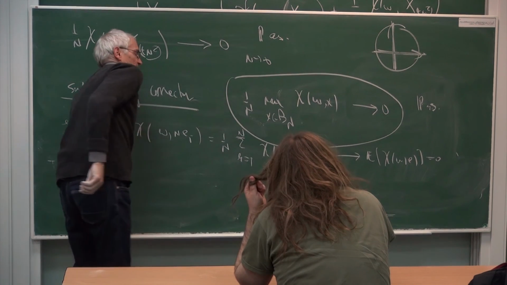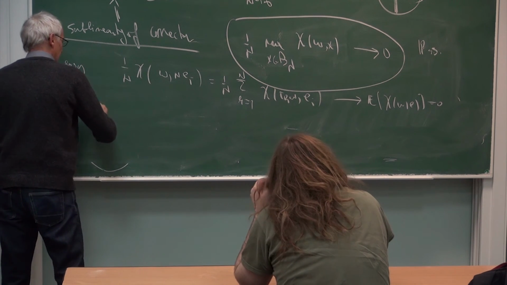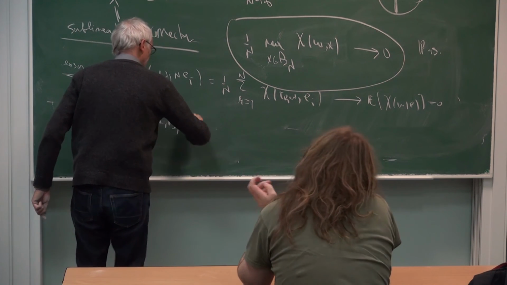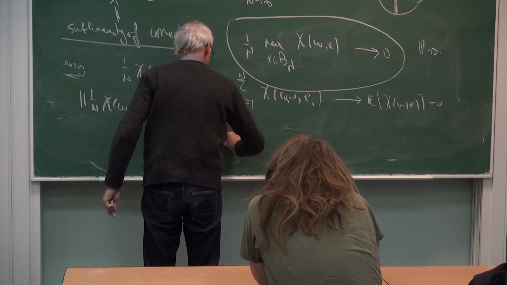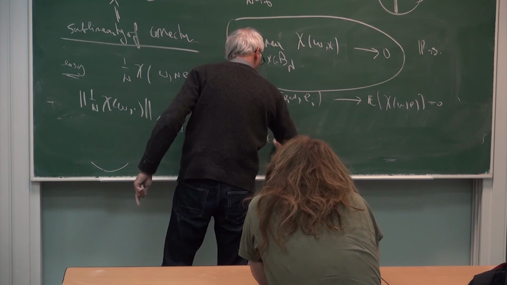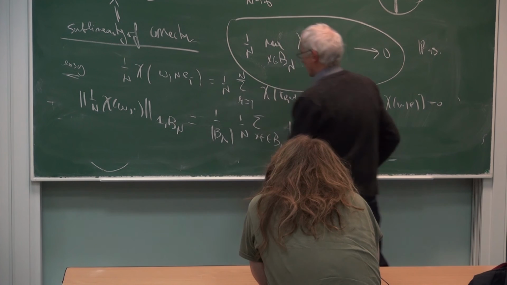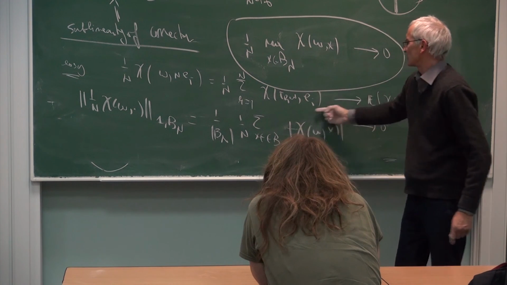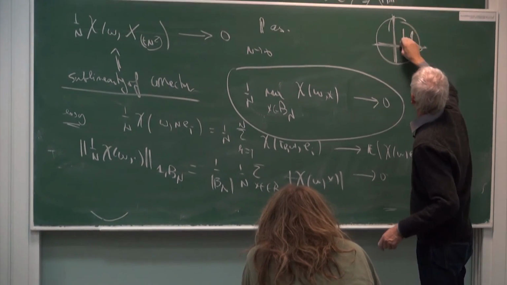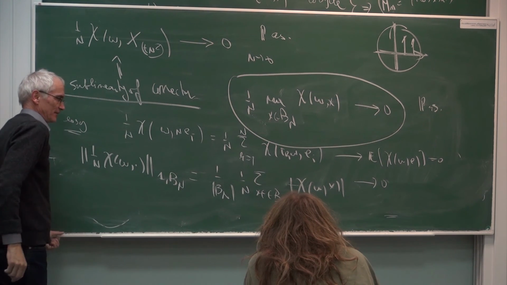I'm almost done. From there, it's also easy to get it in L1. In L1 means the following. I look at 1 over n, this is the normalized 1 norm. So what is it? It's 1 over the size of the ball, sum over x in the ball, and I take the L1 norm. This is also easy. It's just an iteration of this. In other words, instead of going one line, you go this way, and you go this way, and you go this way, and you just spread everything. This is in L1.